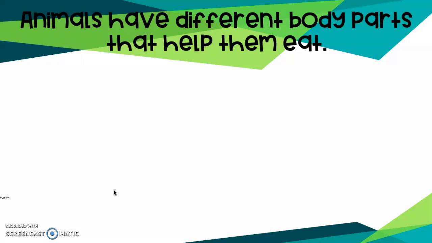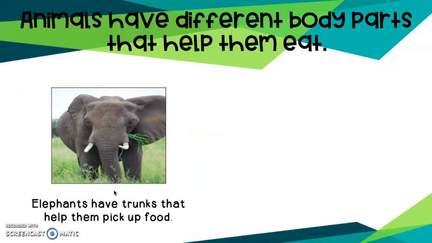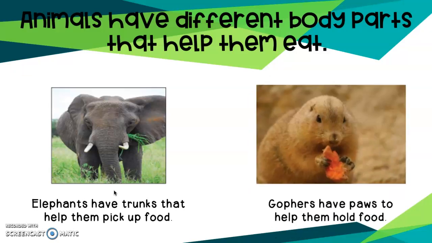Animals have different body parts that help them eat. Elephants have trunks that help them pick up food. Gophers have paws to help them hold food.